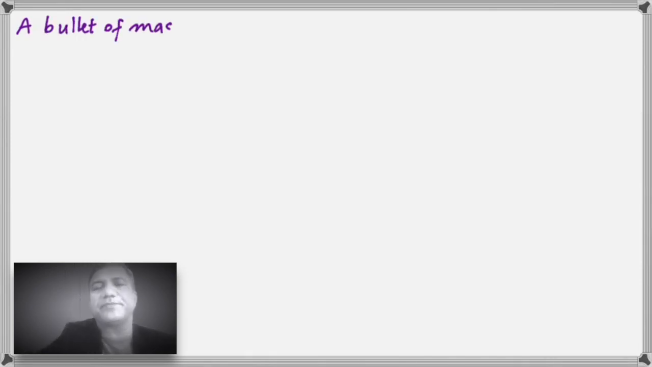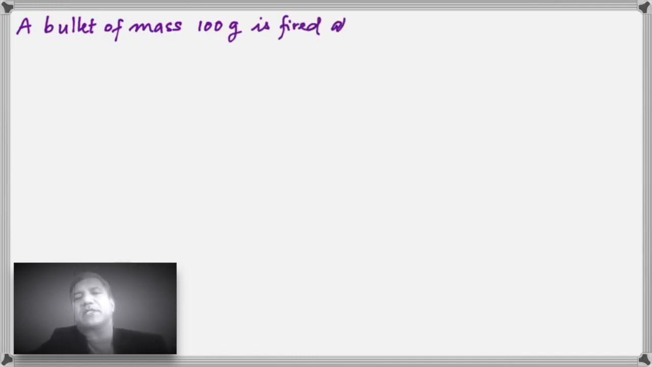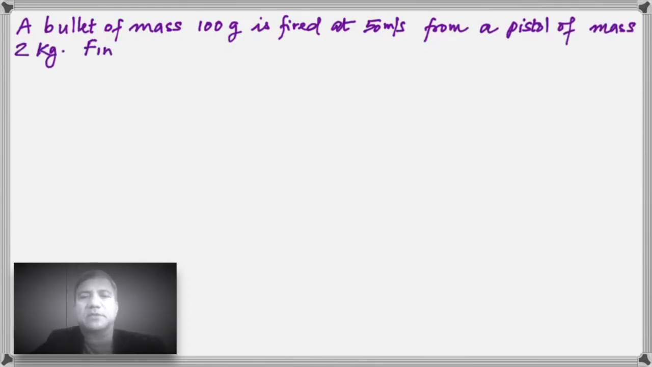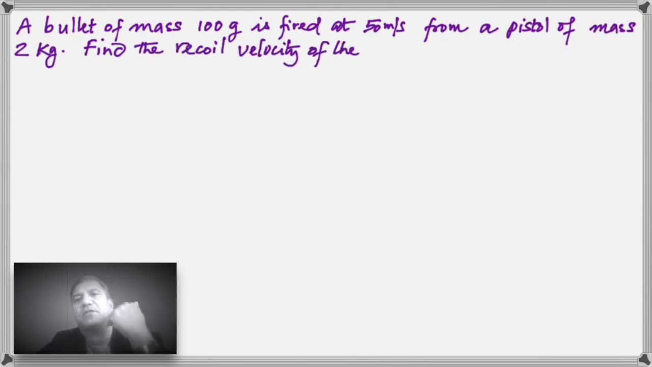What do we have here? A bullet of mass 100 gram is fired at 50 meter per second from a pistol of mass 2 kilograms. And so we know that when you fire a bullet from a pistol, the pistol is going to go back. It's going to recoil. Okay, and you're asked to find the recoil velocity of the pistol. This is a specific case of conservation of momentum. And that means the total momentum is conserved. The total momentum before firing is equal to the total momentum after firing.